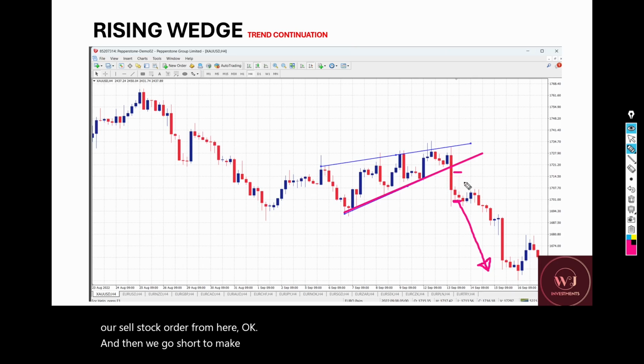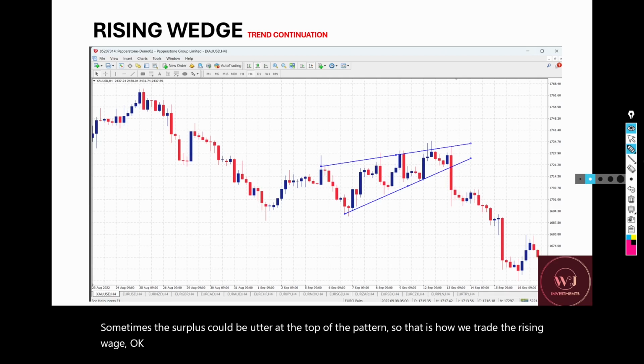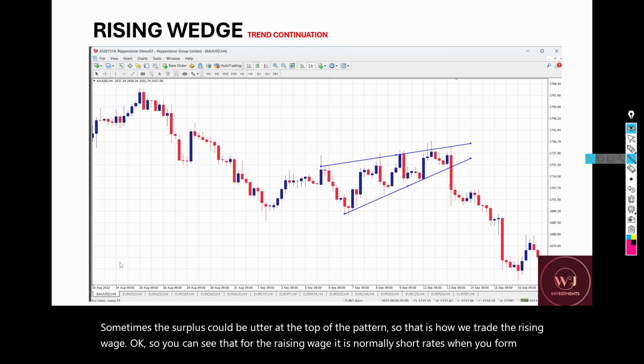So stop loss is 1.5 of the ATR indicator. Okay. Or sometimes the stop loss could be at the top of the pattern. So that is how we trade the rising wedge. Okay, so you can see that for the rising wedge, it is normally short trades. When you form a rising wedge, you will only make short trades.